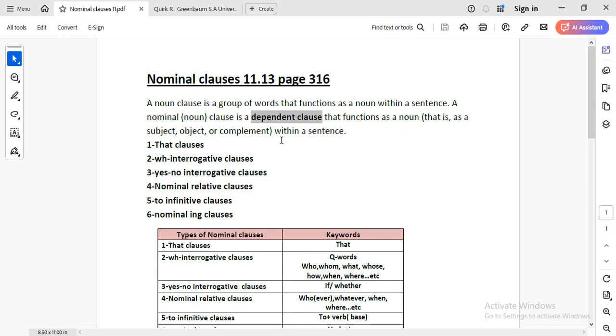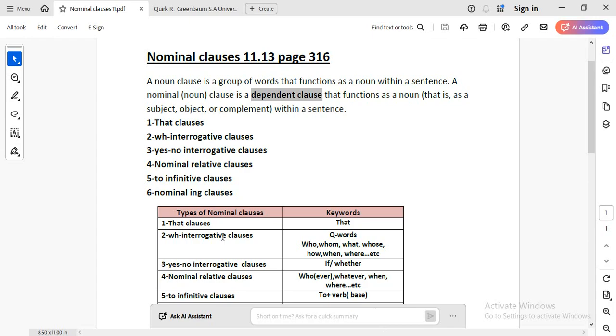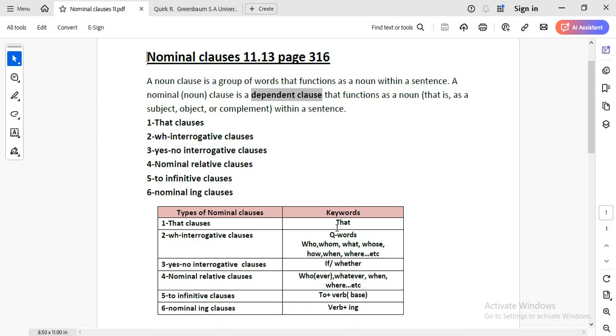Actually, in the workbook, there are six types of nominal clauses. The first one is the that clause. For each type, we have different keywords, and these keywords enable us to distinguish or differentiate between these clauses. So the first type is that clauses, and the keyword is that. And we will see examples in your book after we finish listing the types.